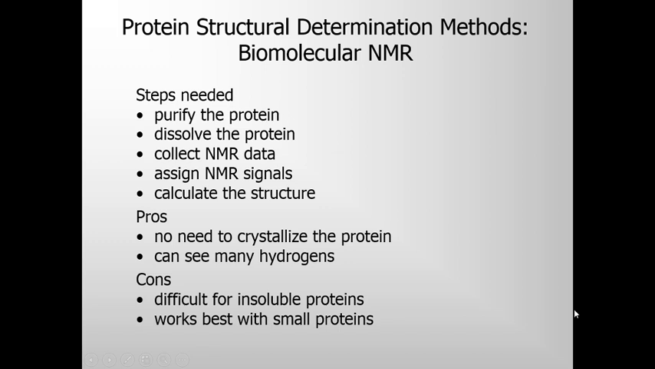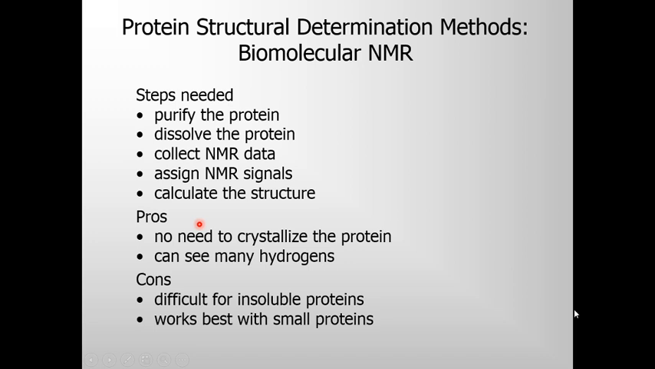The second technique is called biomolecular NMR, or nuclear magnetic resonance. Those who have taken organic may remember what NMR is, right? Now, the steps needed are very similar. You need a pure protein. Now, instead of crystallizing the protein, you need to dissolve the protein in a buffer and then collect NMR data, assign NMR signals, and then calculate the structure.